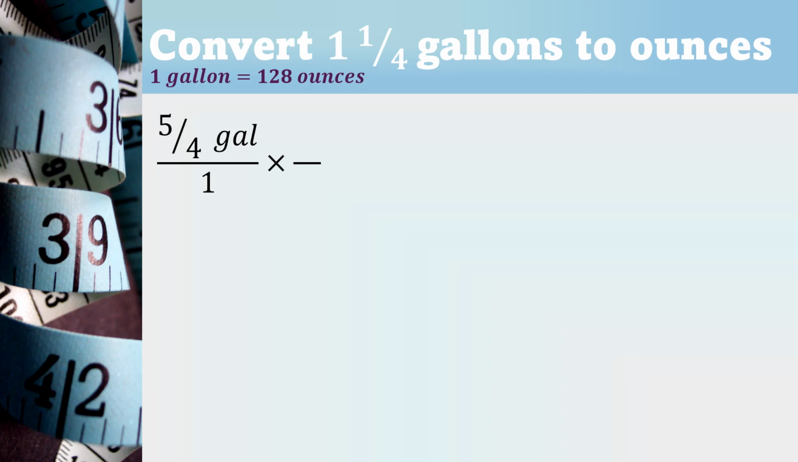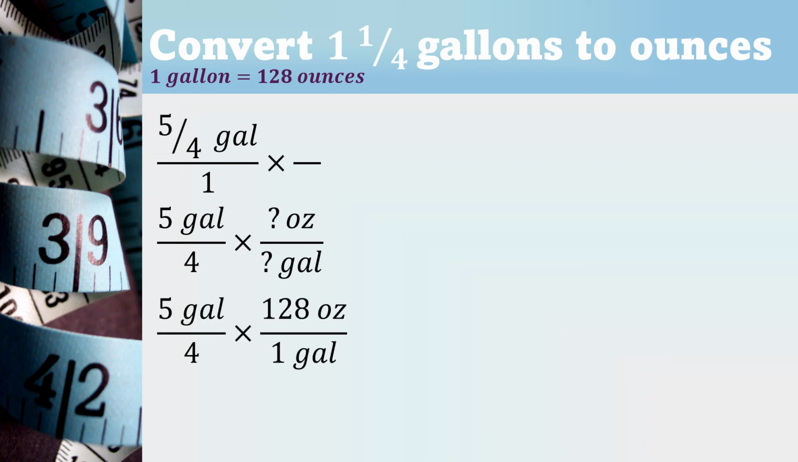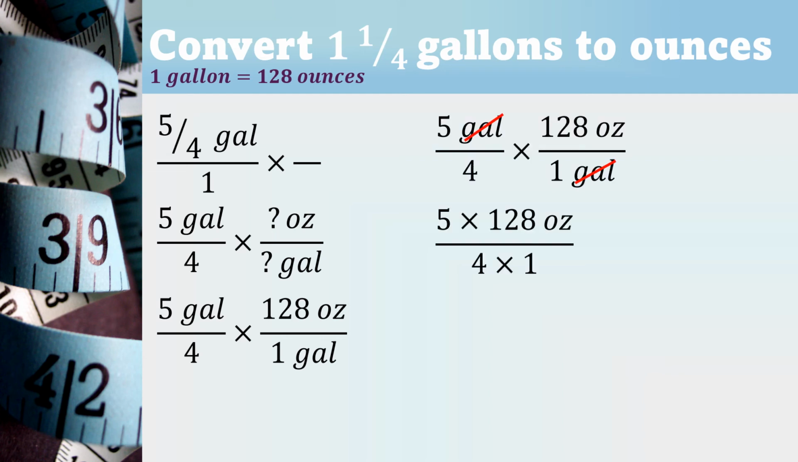So instead of 1 1/4, let's do 5 quarters, because 1 would be equivalent to 4 quarters by itself, plus the extra quarter makes it 5 quarters. And once you know this, everything's just like we've been doing before. So we're going to set up our fraction. We're going to move that 4 down to the bottom, so it's 5 gallons over 4 is equal to how many ounces over how many gallons? That'd be 128 ounces over 1 gallon. Our gallons will cancel. We're going to do the math, and we're going to find out that's 160 ounces.